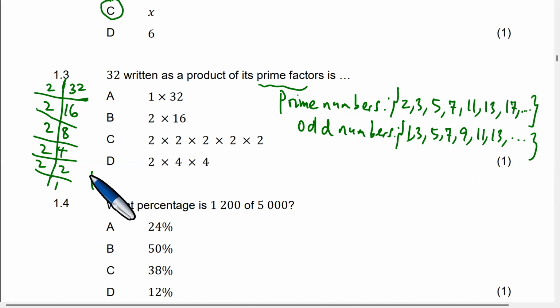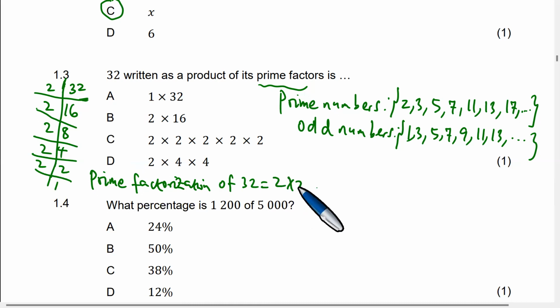So the prime factorization of 32 is equal to 2 times 2 times 2 times 2 times 2. So it is actually 1, 2, 3, 4, 5 twos. So 32 written as a product of its prime factors is five 2s multiplied together. So the answer is what? It is C. Are we together? Yes, sir. Okay, next question.